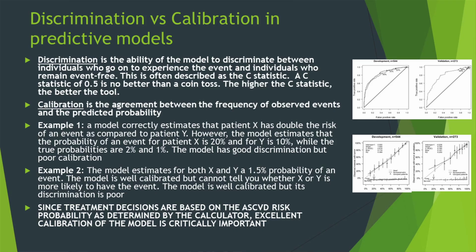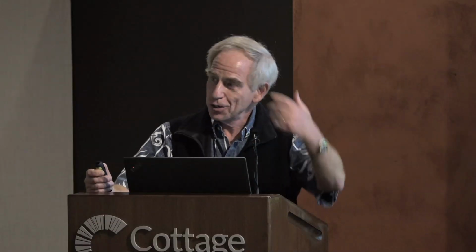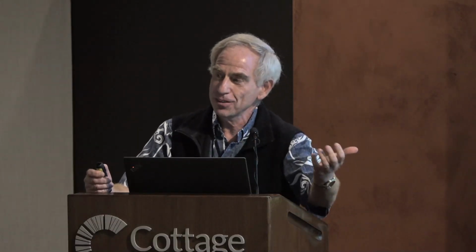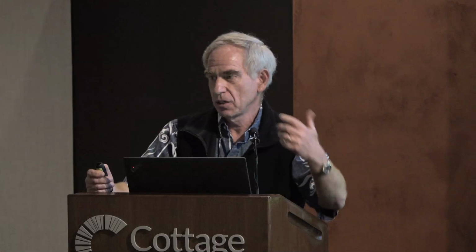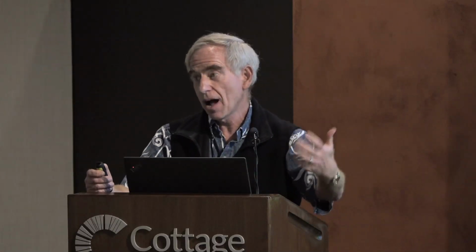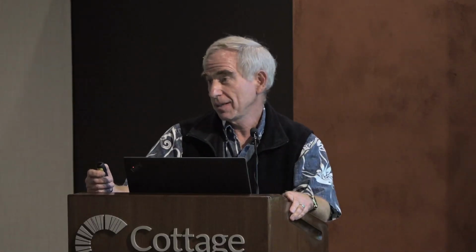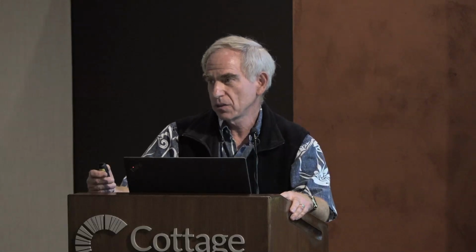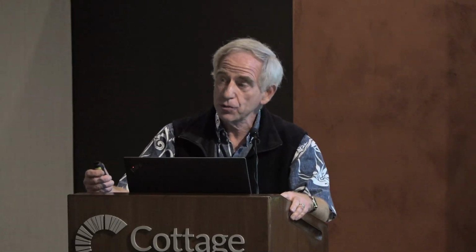Since the treatment decisions that they're recommending are based on the risk probability as determined by the calculator, then really you want excellent calibration. If it predicts 7.5%, you want that population to have a 7.5% risk. And if you're going to base your treatment recommendations on that number, then it ought to be very close to that. Otherwise, you may be either under or over treating patients significantly, right? Is that clear? Okay.